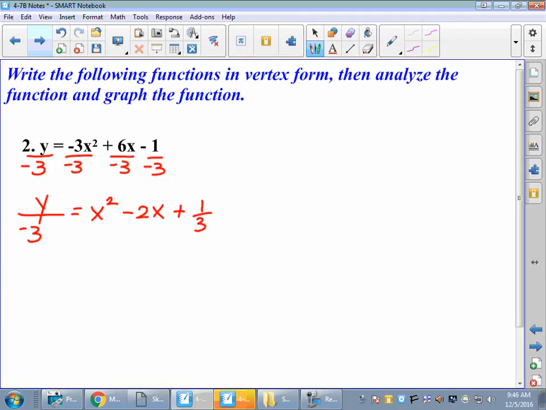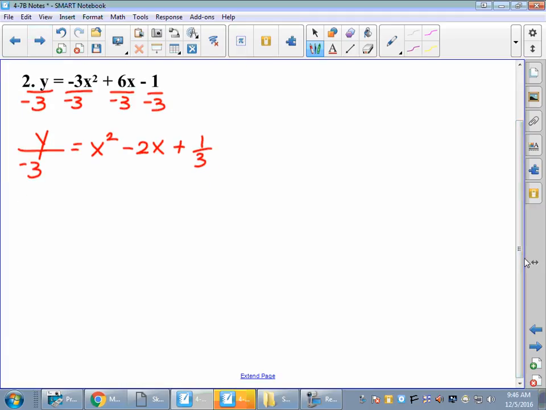Okay, now that's an ugly c value. So we're going to move out the ugly c value and make room for the new c value. So I'm going to subtract 1/3 from both sides. So y divided by -3, subtract 1/3 plus room for my new c value, my perfect c, is equal to x squared minus 2x plus room for my new c.